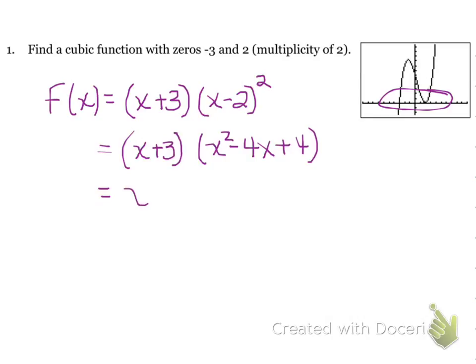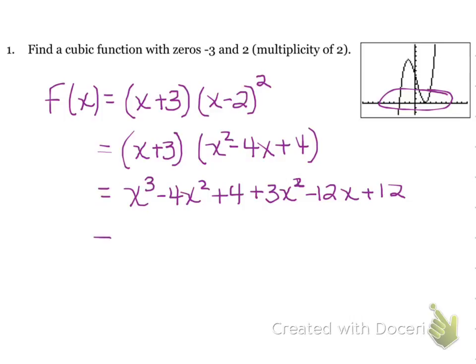And I get x to the third minus 4x squared plus 4x plus 3x squared minus 12x plus 12. And when I simplify and add like terms, I get x to the third minus x squared.